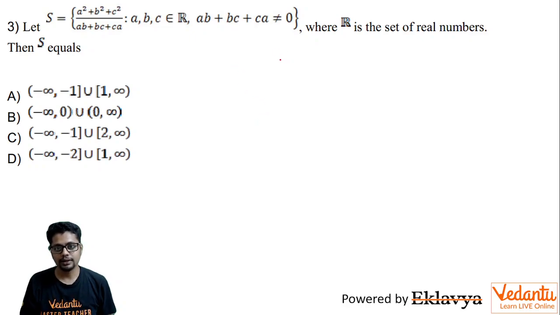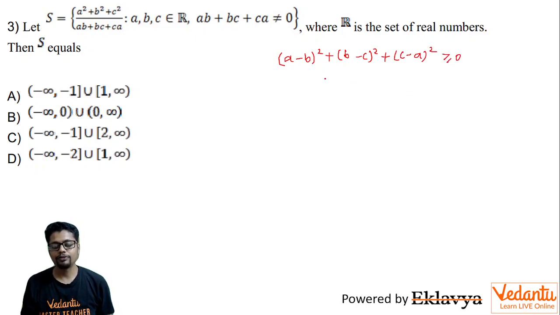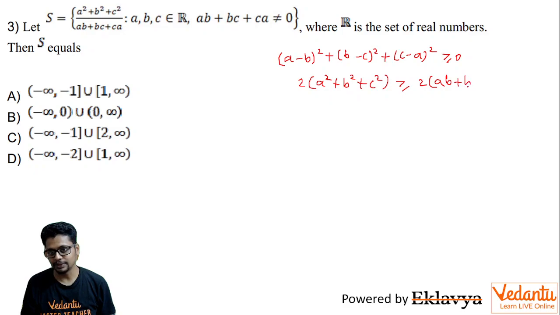So here, let's consider a minus b whole square plus b minus c whole square plus c minus a whole square, which is always greater than or equal to 0. Now some of you may already be aware of what we are about to do: a square plus b square plus c square is always greater than or equal to ab plus bc plus ca. As you expand, you get 2 times a square plus b square plus c square is always greater than or equal to 2 times ab plus bc plus ca. Some of you may already be aware of this standard result.